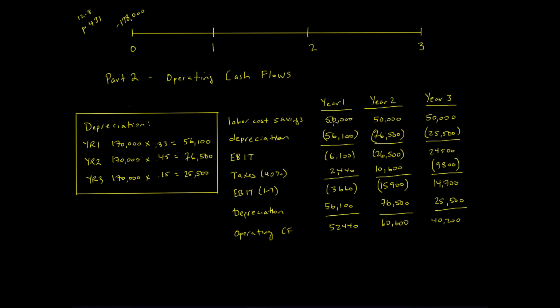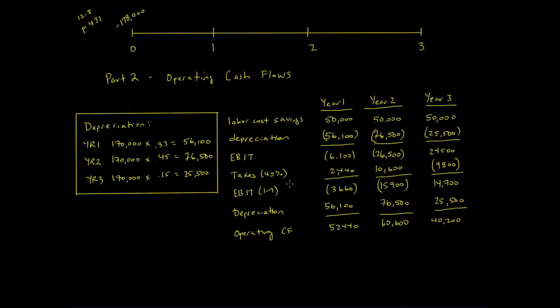If I combine these two, my cost savings, which is a positive number, and my depreciation, which is a negative number, I'm going to get EBIT. And we saw this in video 12.2. So if you're unfamiliar with this setup, go back and watch the video in 12-2. Year 1, EBIT is minus $6,100. In year 2, it's minus $26,500. And in year 3, we have a positive $24,500.